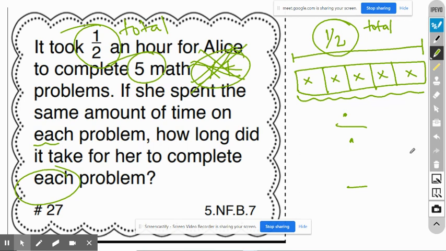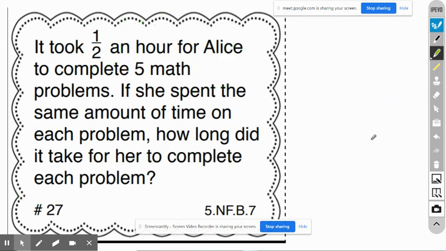Yes, you see, when we think about math, half you can do 30. Oh my goodness, he knows, this is amazing. He knows half an hour is 30 minutes. So he can do 30 divided by 5. What is 30 divided by 5? Alana? 6 minutes per question.